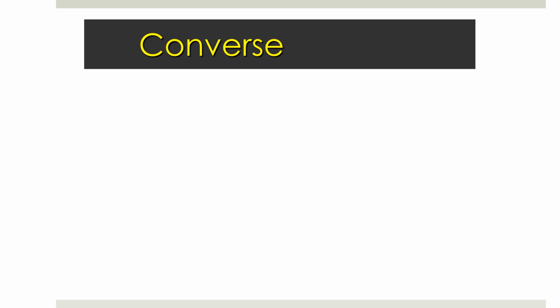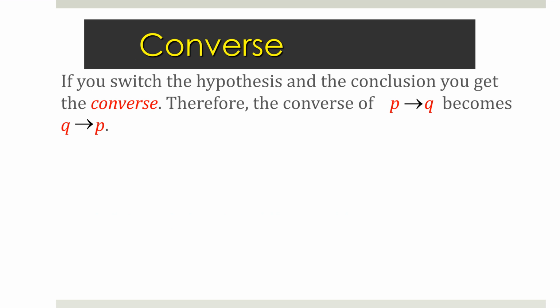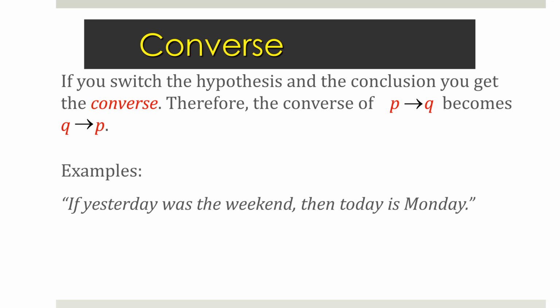Converse has nothing to do with the shoes. If we take the P implies Q and we switch the order, we get something that's called the converse, which is just what we were talking about. So if yesterday was the weekend, then today is Monday. We started before with if today is Monday, then yesterday was the weekend. In other words, you switch the hypothesis and the conclusion. If something moves, then it's a cow. And we'll come back and talk about true or false in a couple of minutes here.